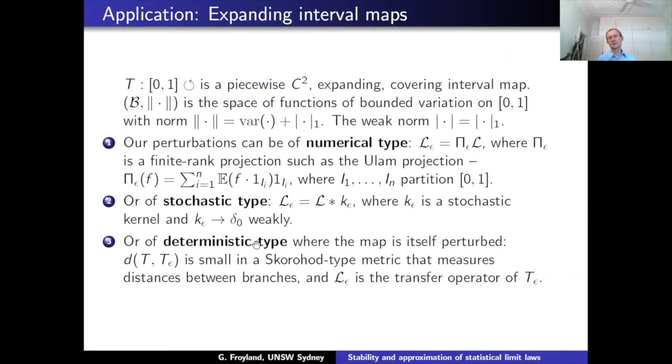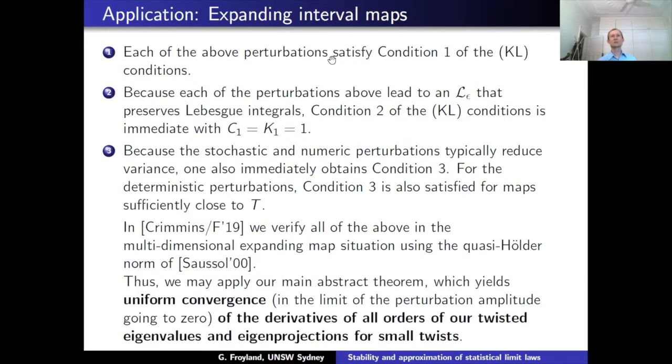Or the perturbations can be of deterministic type, where you perturb the map. So now you have your map, but then maybe you move the branches around a bit to make some different map. I'm not saying exactly what this metric is, but it basically measures the distance between branches. If that is small enough, then the L epsilon that comes from T epsilon will be close to the L that you had for T. Okay, so each of the above perturbations satisfies the closeness condition. That's some effort sometimes to show, but you can show that.